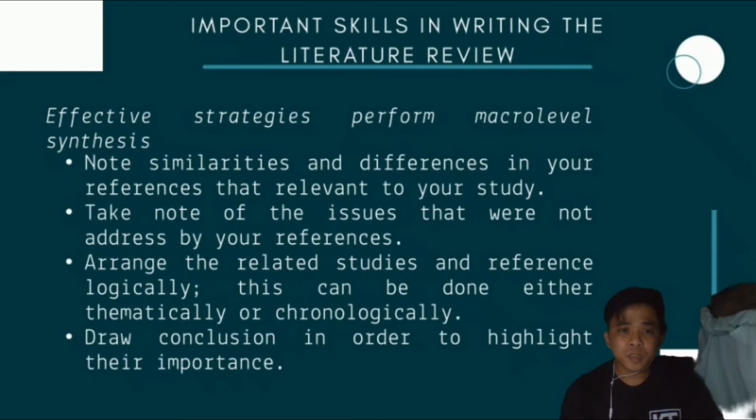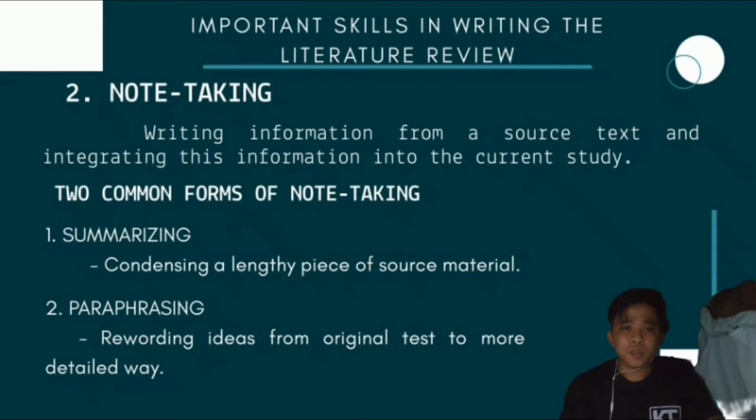So the second skill is note taking. Note taking is writing information from a source text and integrating this information into the current study. It is information from different references or sources. It may be text, then writing it to integrate this information to your study.